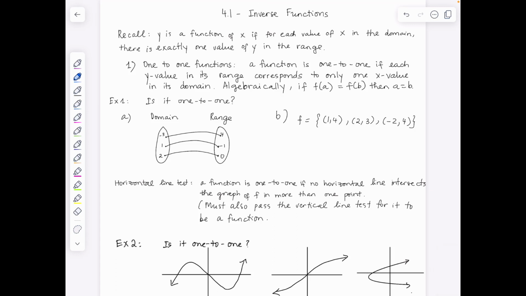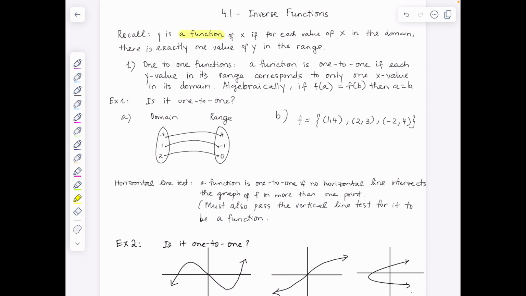Hi everyone. Today we are going to talk about a new type of function called inverse functions. Now, the primary condition for something to be an inverse function is first it has to be a function, and then it has to be a one-to-one function. So we are going to recall the definition of a function.